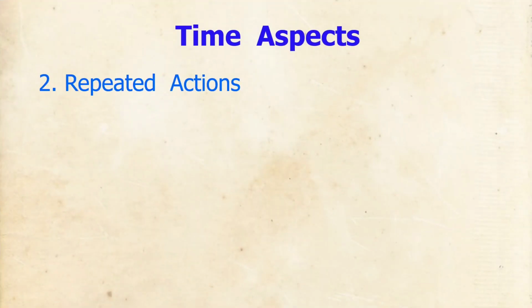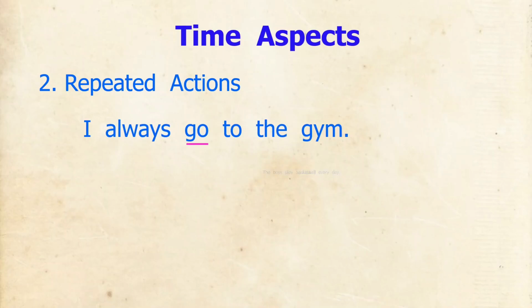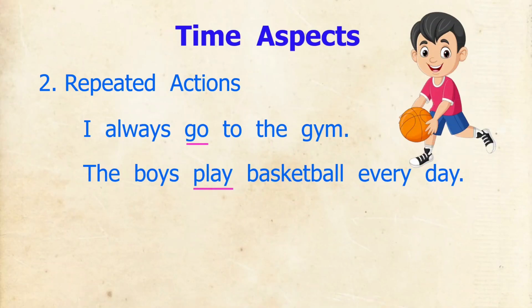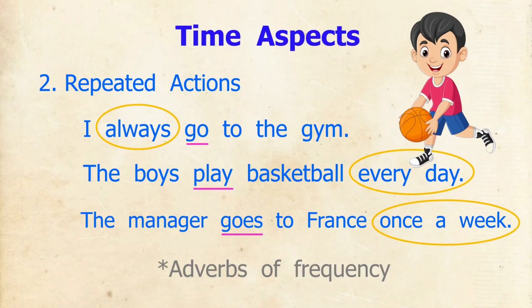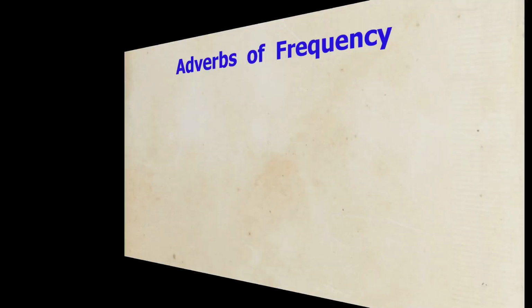Repeated actions. For example, I always go to the gym. The boys play basketball every day. The manager goes to France once a week. The words, or phrases, in the yellow circle are called adverbs of frequency. They tell us how often the actions occur.